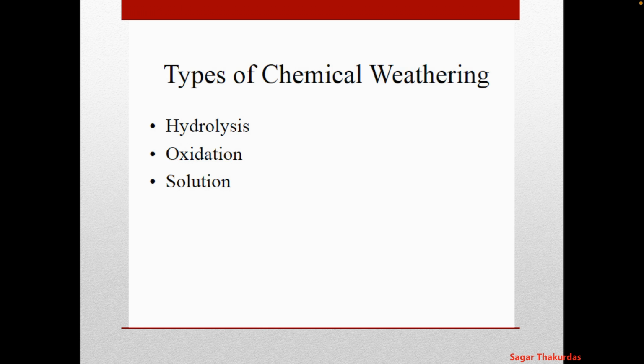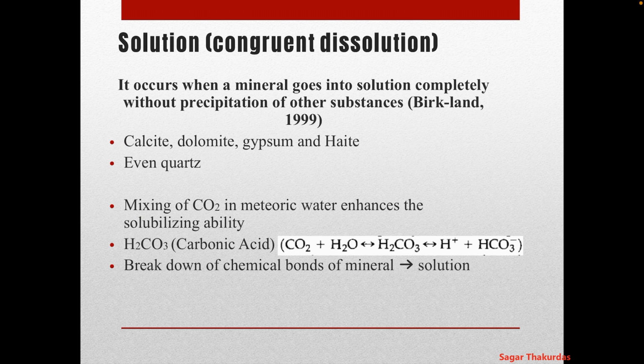So there are different types of chemical weathering mechanisms, similar to physical weathering. Here the processes involve solution, hydrolysis, and oxidation. So we'll see each one of these processes one by one. The first one is the solution, also called congruent dissolution.